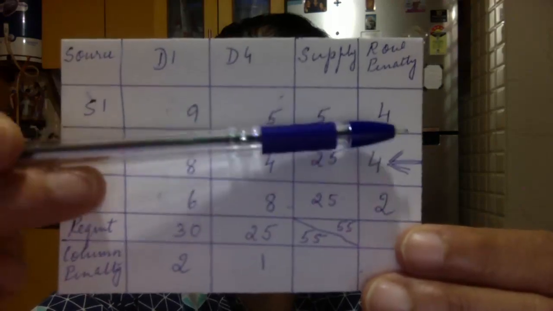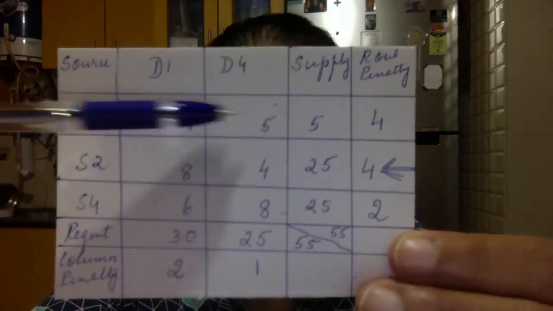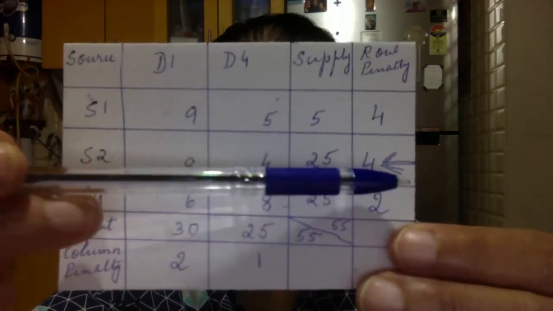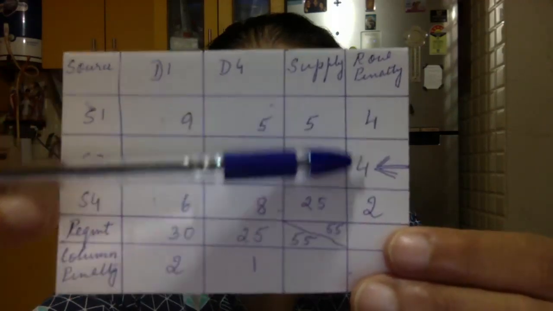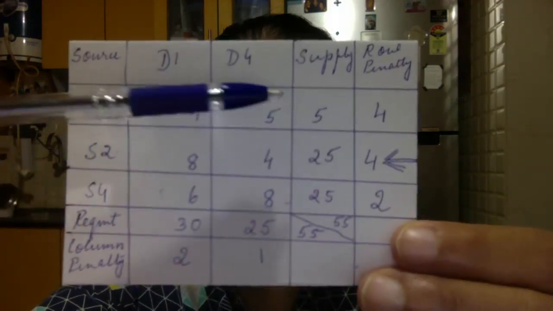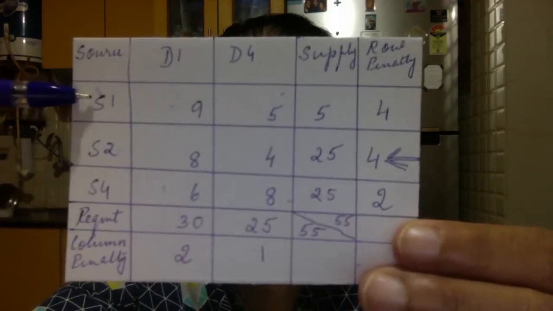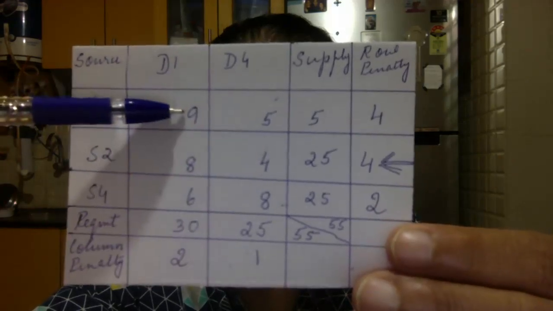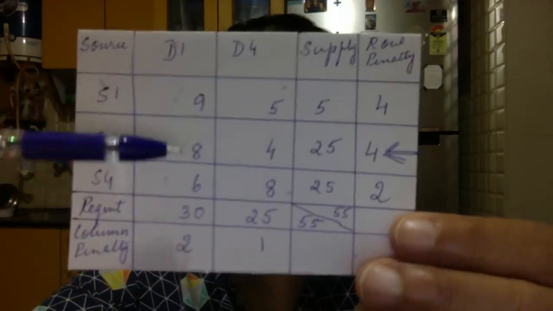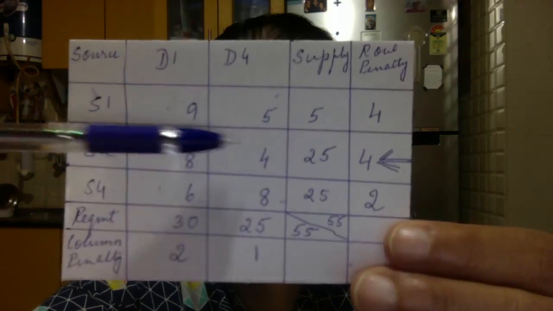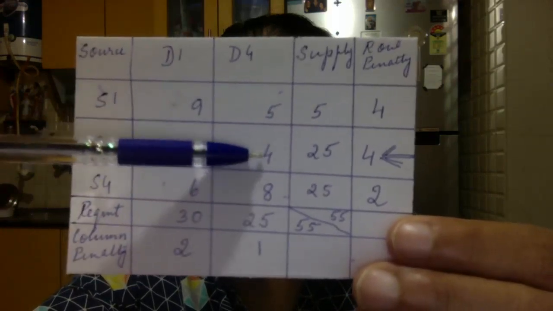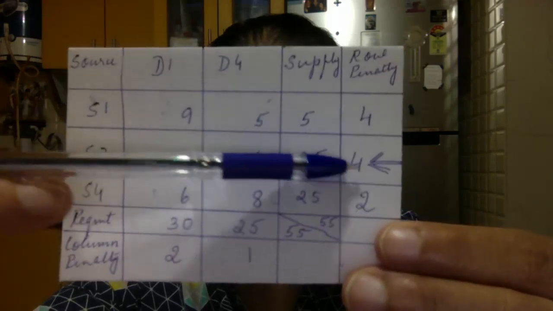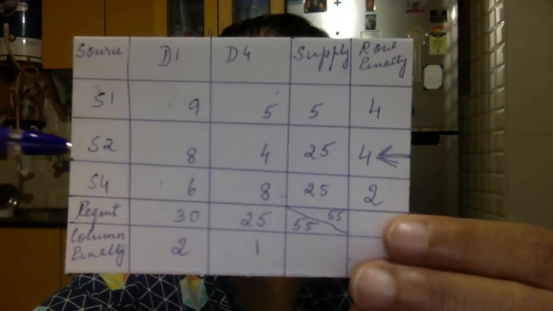In this row, the least is 5. Here I have a choice between this 4 and this 4, so it is a choice between S1 or S2. In S1, I have costs of 9 and 5. In S2, I have a choice of 8 and 4. So I'm selecting the lesser one of 4. That's why I'm going to allocate to row S2.